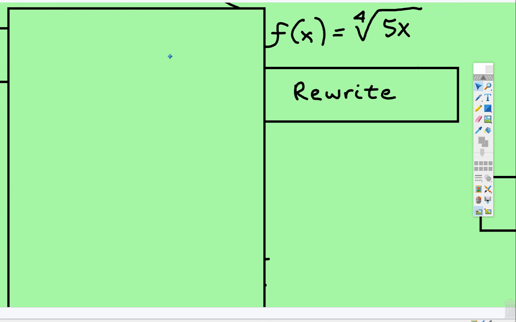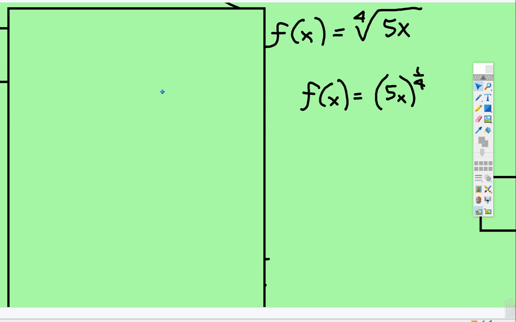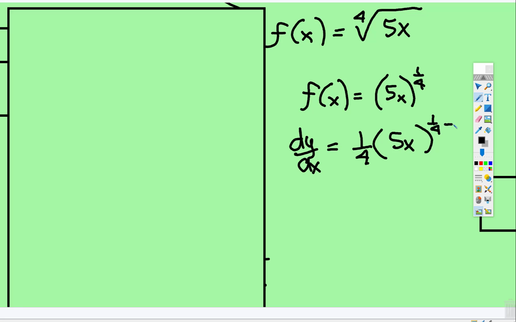So we have the 4th root of 5x. Now notice the coefficient is inside the radical. So we're going to rewrite with the coefficient inside the radical. And then when we find the derivative, dy/dx is equal to 1/4, that whole thing, so that becomes this, and the 5x stays like this. And then this becomes 1/4 subtract 1.